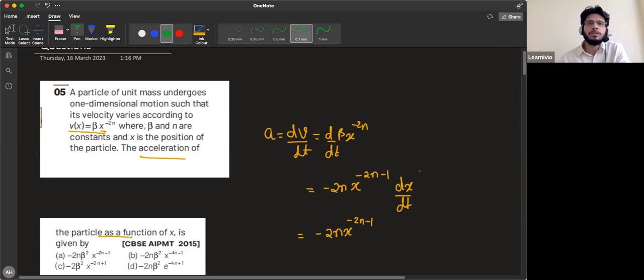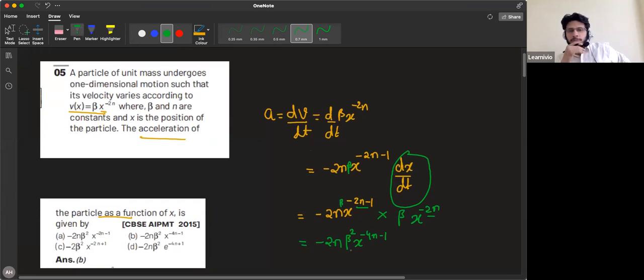And see, what is dx over dt? Dx over dt is velocity. Velocity is this. So instead of dx over dt, just substitute beta x to the power minus 2n. So if I multiply it, this is minus of 2n into beta x to the power minus 2n minus 1 minus 2n. So that's minus 4n minus 1. There's one more beta, no? Yeah. So when we differentiate it, there's one beta here also. So this is beta square. Is it clear? Yes, sir.